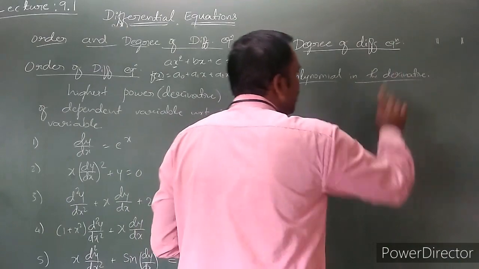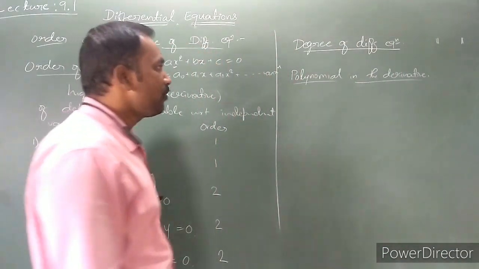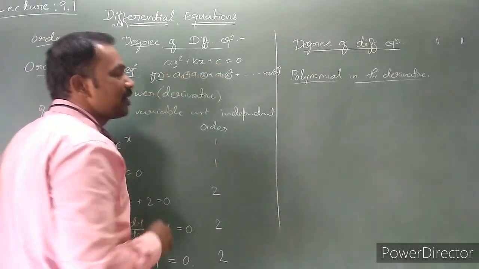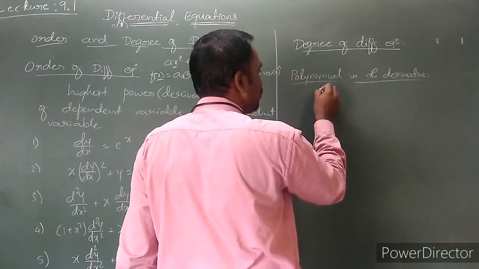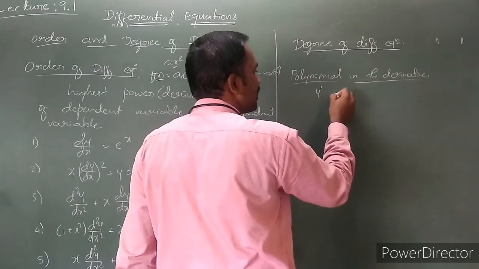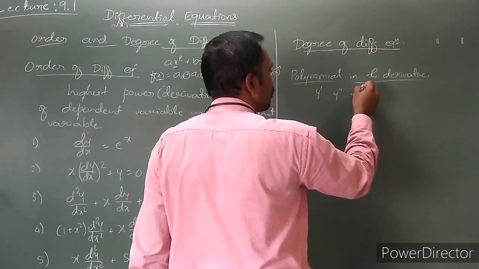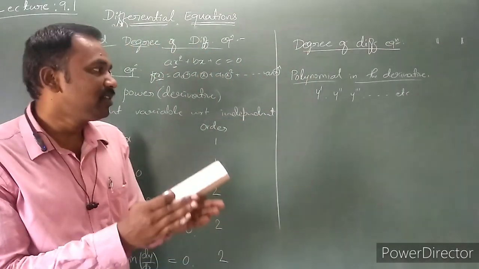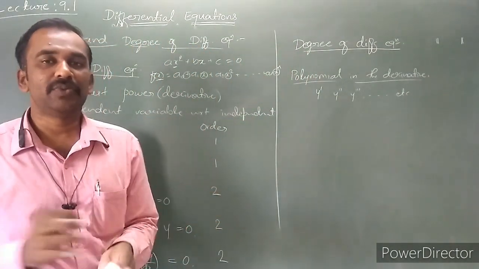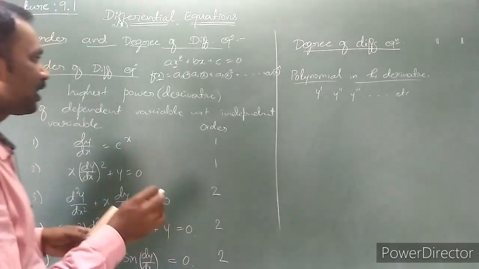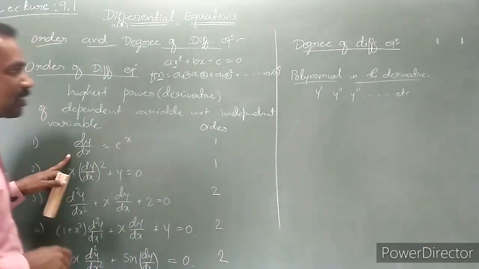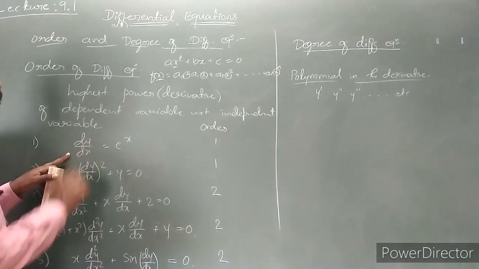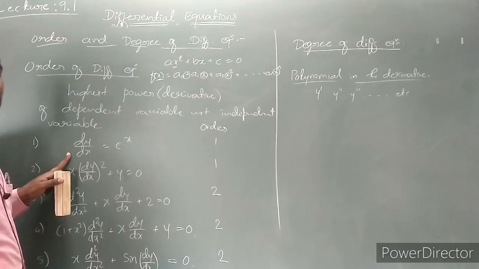Now, polynomial in a derivative means, in place of this variable x, it should contain y dash or y double dash or y triple dash, and so on. Polynomial in the derivative means the derivative becomes the variable. For example, not exactly the variable, come to here. The first equation is dy by dx is equal to e power x. Obviously, it is a polynomial in a derivative.